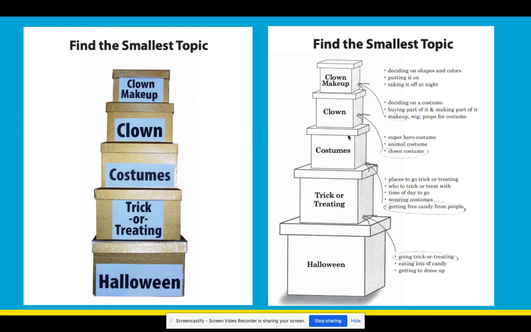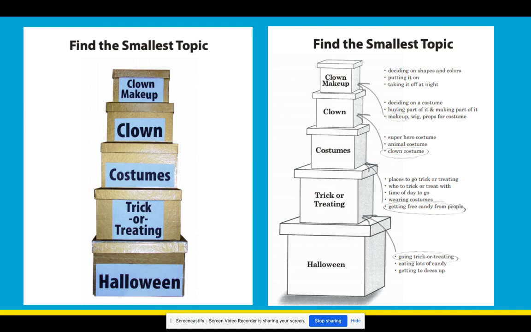And then that took them up to, it should be wearing costumes, not candy, but what costumes you should wear. So they put that next. Okay, so now they know they want to talk about the costumes. Well, remember, every year we have a new costume, most every year. So they said, well, do I talk about my superhero costume, animal costumes, or clown costume? And then this student chose, oh, I want to talk about the clown costume. So they narrowed that down and put clown in the next box.